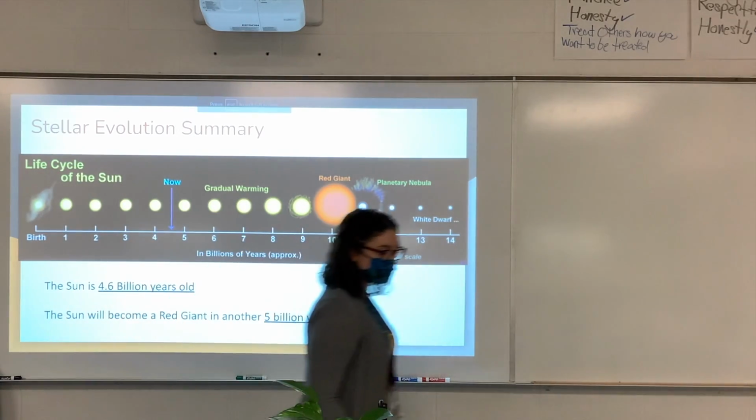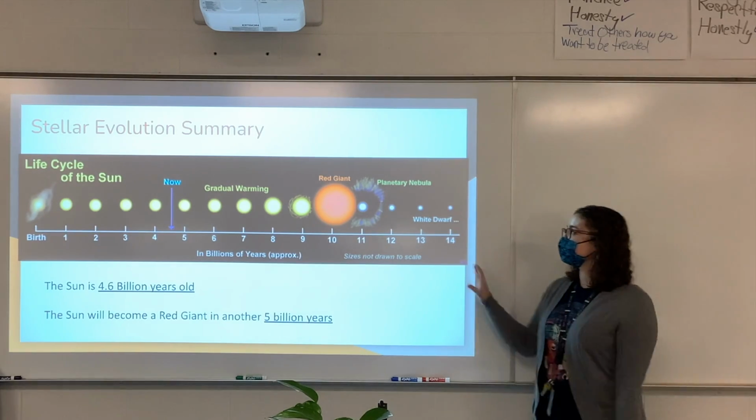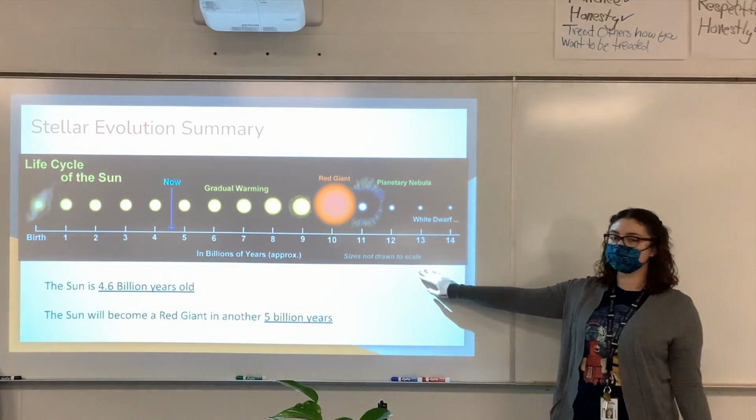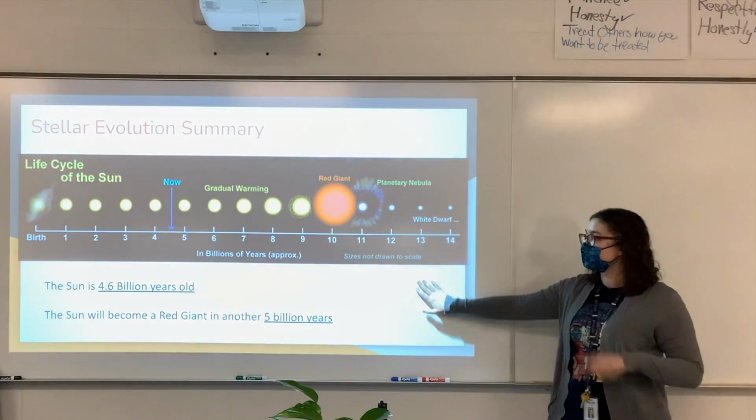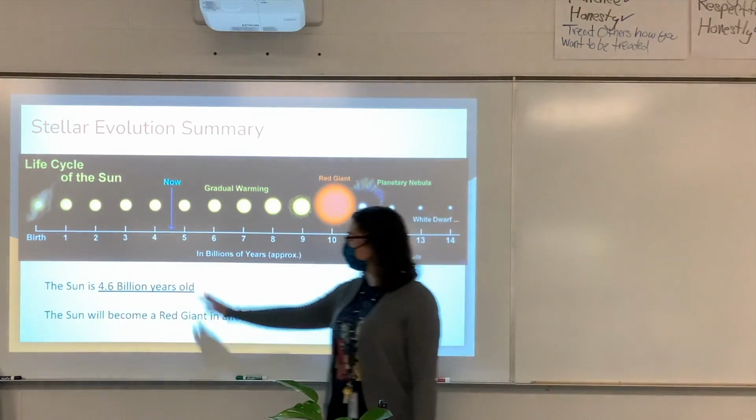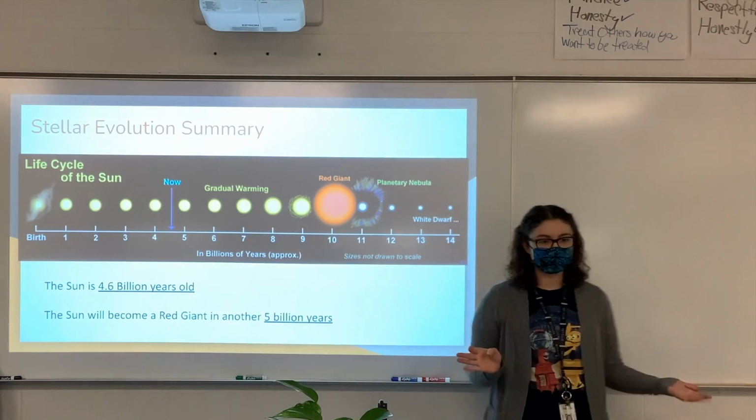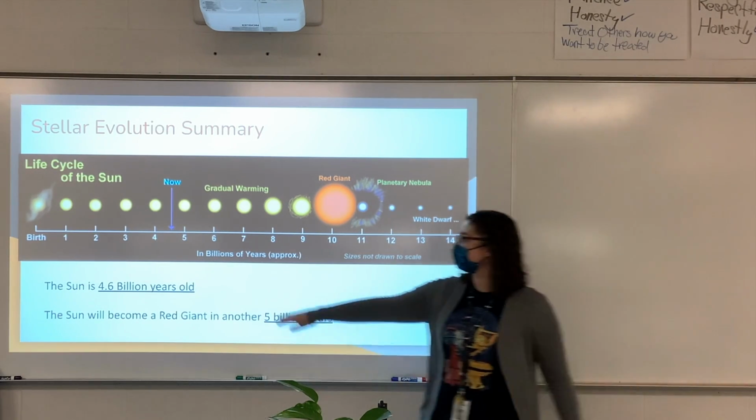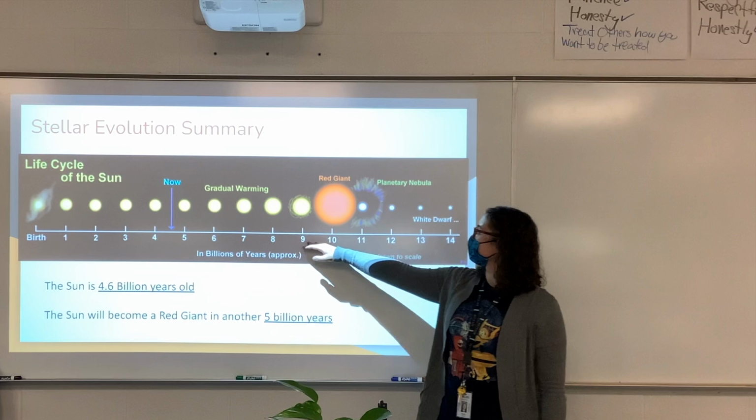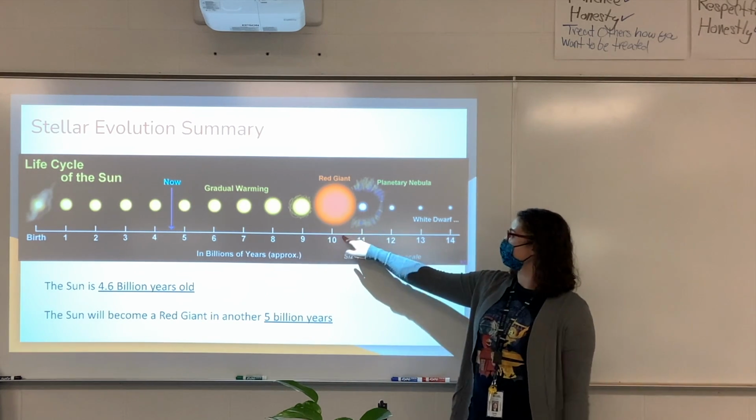All right, so let's do a quick review of stellar evolution here. This image up top here is the life cycle of a low-mass star, so one like the sun. And again, right now, we're about 4.5 billion years into the sun's life cycle, 4.6 billion to be precise. And over time, the sun's going to expand and eventually it'll become a red giant.